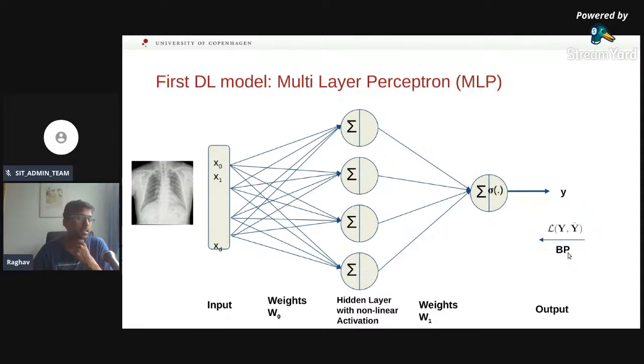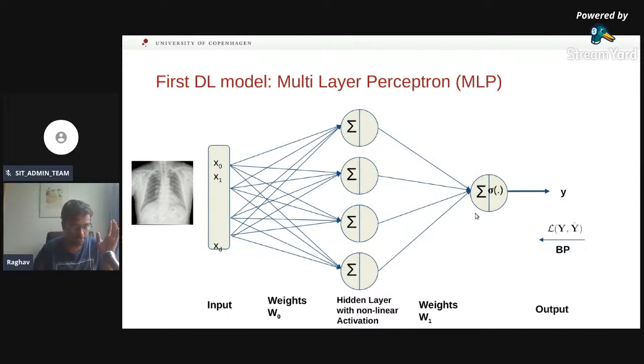And again, I would like you to see this as a teaser for a lot of these things. Backpropagation is an implementation of the gradient descent algorithm. And the gradient descent algorithm is a way of optimizing the weights of a function by descending along the direction of the gradient.